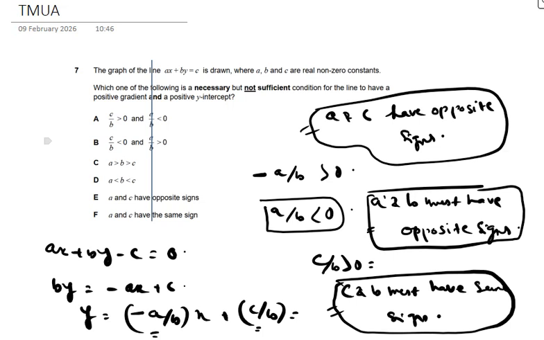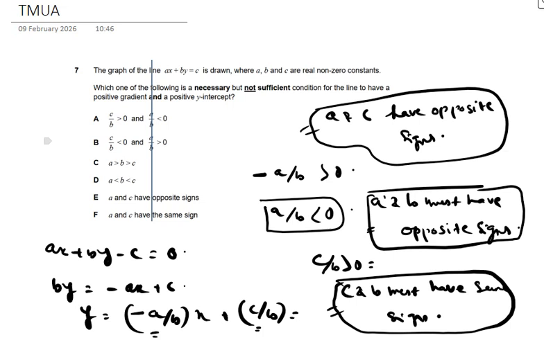Now, a very important concept. Necessary means must be true, and sufficient means alone guarantees the result. The question asks which condition is necessary but not sufficient. So the condition must always be true if slope and intercept are positive, but alone should not guarantee it. Now from our earlier result, if slope > 0 and intercept > 0, a and c must have opposite signs. So this condition is necessary.